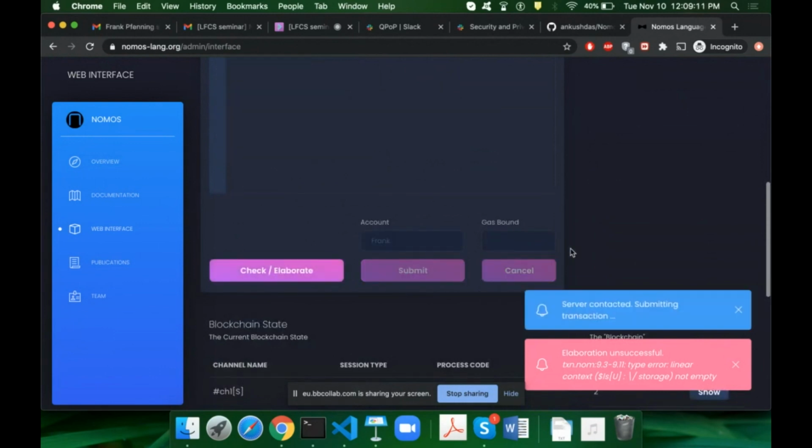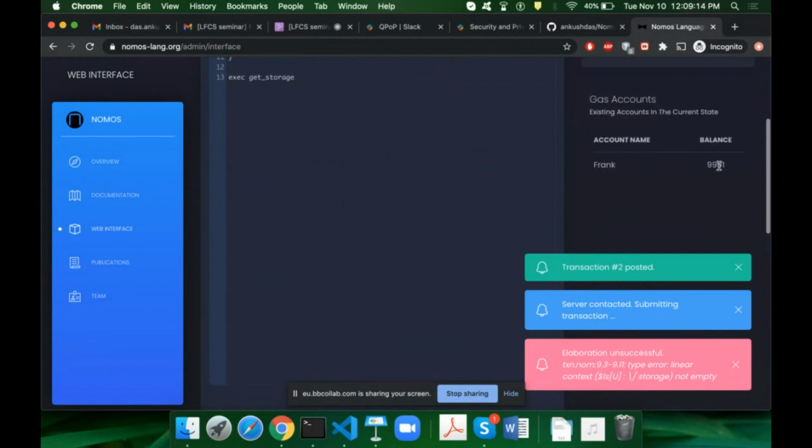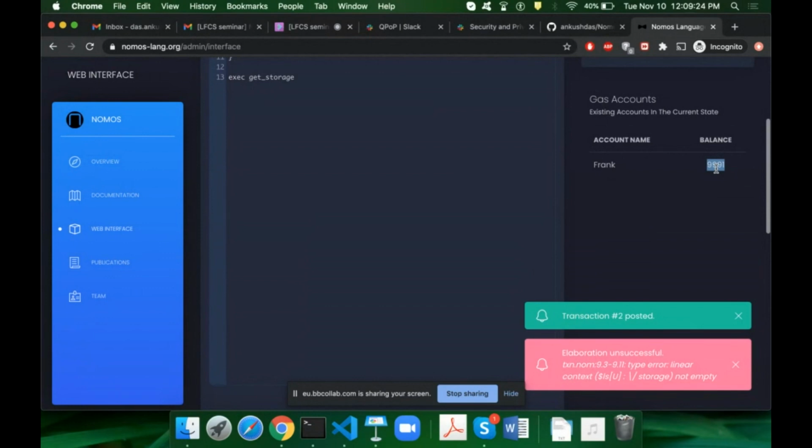And then you can actually submit this transaction, and you see that the balance was reduced by 6 units. It was 9997, now it's 9991. That's saying that as long as you have 6 units in your gas account, you will be able to successfully complete the execution of this transaction. If I had less than 6 units here, it will say not enough gas in your account to run this transaction. So that's kind of the advantage.